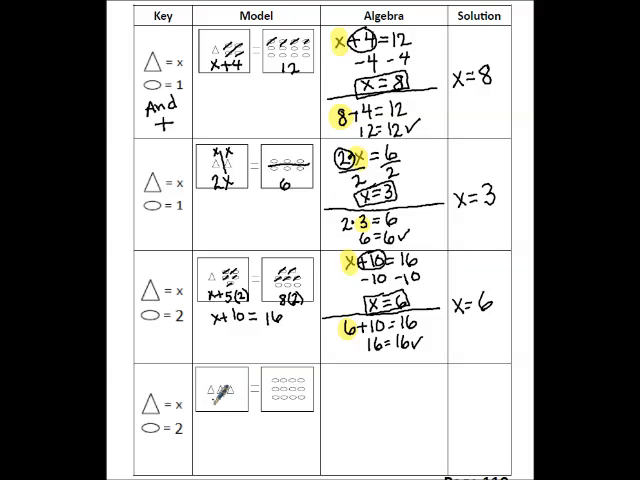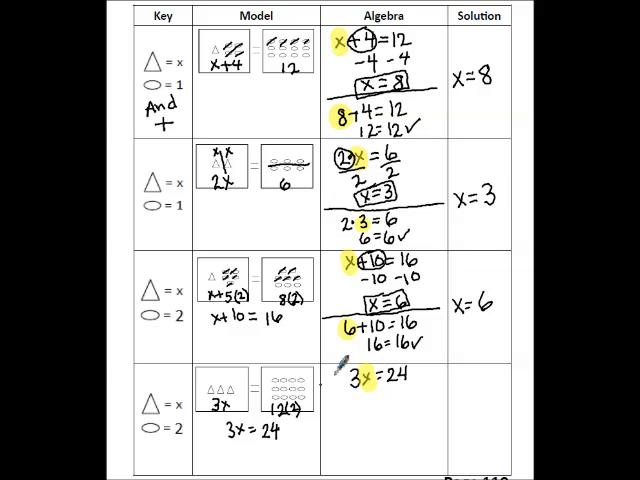Over here we have 1, 2, 3 groups of x, so 3 x's, and we have 1, 2, 3, 4, we have 12 groups of 2. So 12 groups of 2. So 3x equals 12 times 2 is 24. So our equation is 3x equals 24.